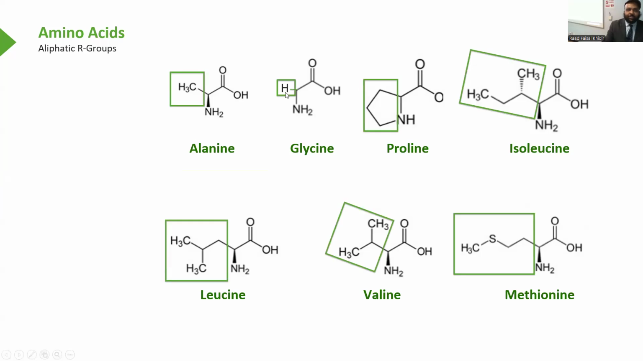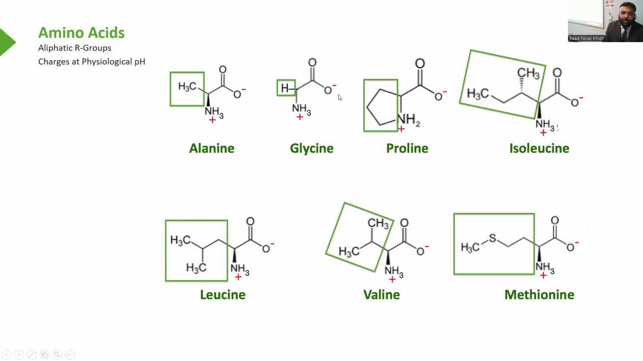Those are the R groups. You see, glycine has an R group which also happens to be hydrogen, which makes it achiral. So that shows you the carboxyl terminal is negatively charged and the amino terminal is positively charged. Okay.